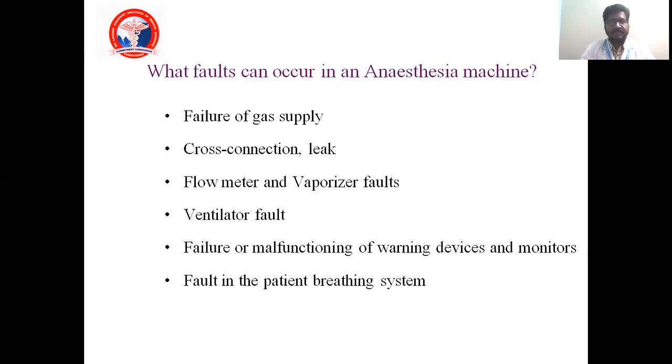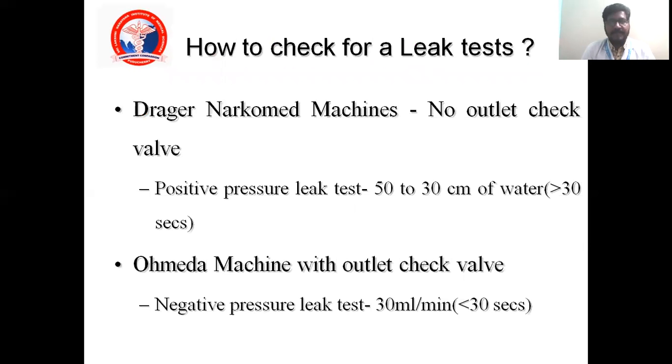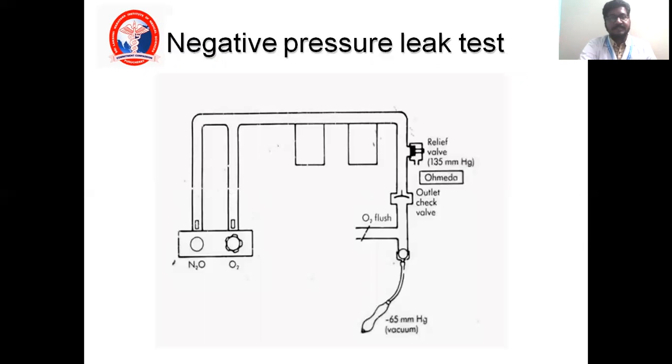So there comes the checklist: how to check the anesthesia machine prior to starting a case. We have to check for a leak test. In Draeger machines, there is no outlet check valve, so the positive pressure leak test at 30 centimeters of water for more than 30 seconds is performed. And in Datex Ohmeda machines with the outlet check valve, the negative pressure leak test, or universal leak test, is performed. This is the negative pressure leak test or universal leak test.